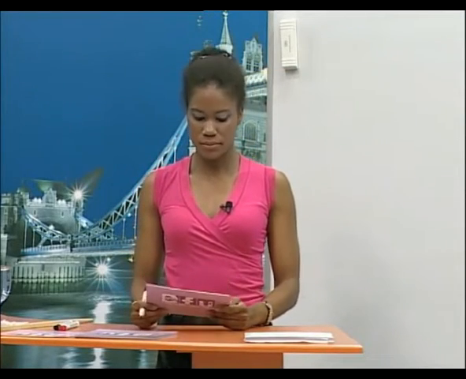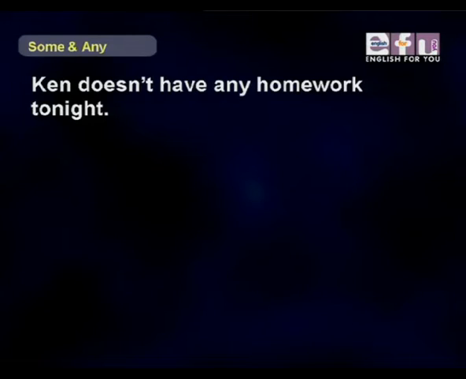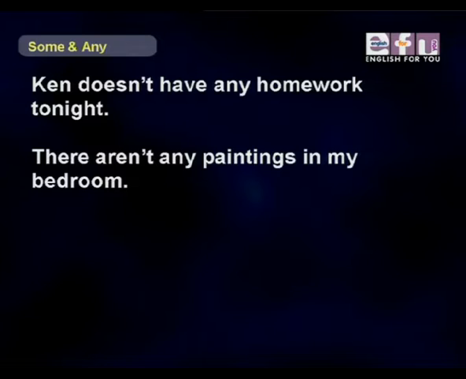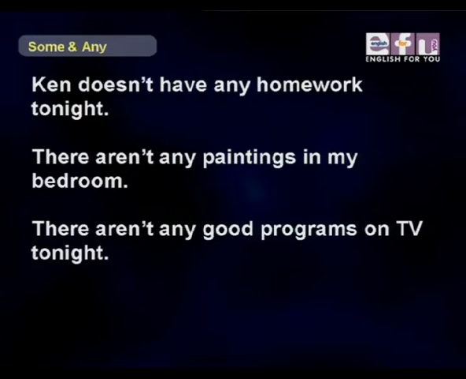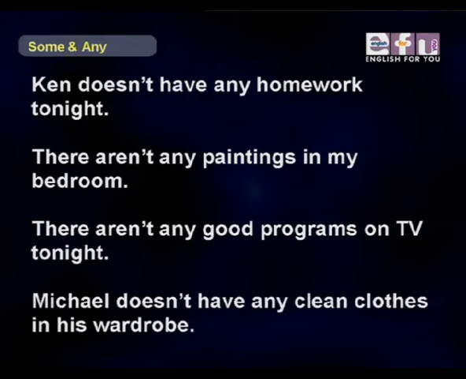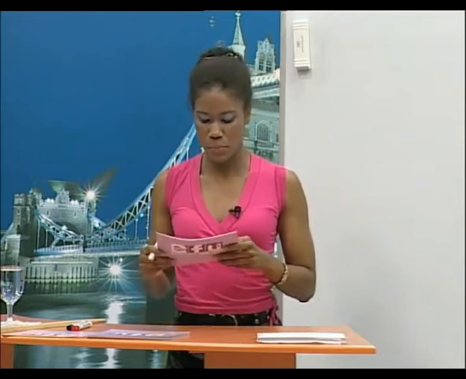Now let's review any. Take a look at these examples. Ken doesn't have any homework tonight. Next example. There aren't any paintings in my bedroom. Another example. There aren't any good programs on TV tonight. Another example. Michael doesn't have any clean clothes in his wardrobe. So, we notice that we can use any in negative sentences and also questions.